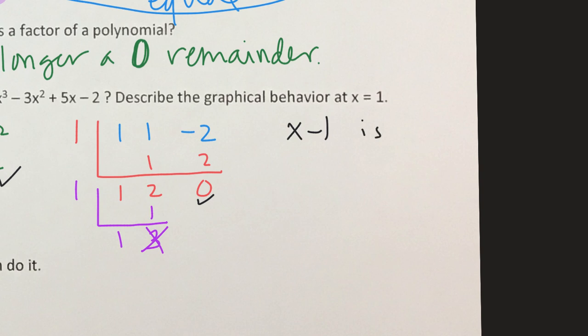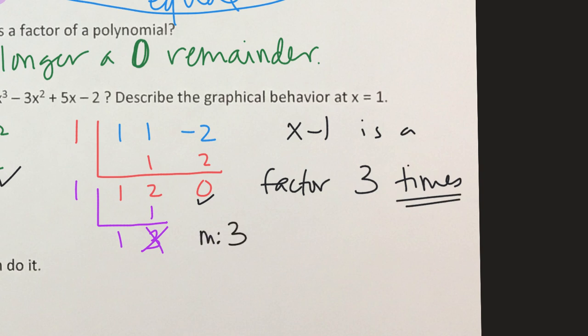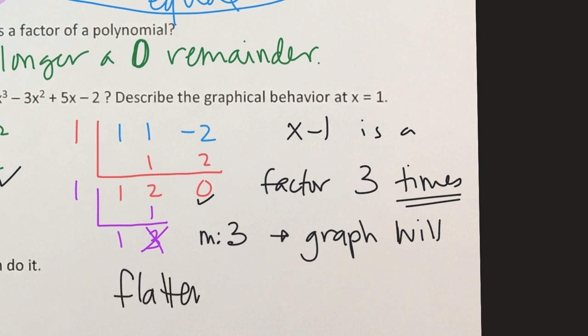x minus 1 is a factor 3 times, which means it has a multiplicity of 3. And the graph will do what at the x-axis if it has a multiplicity of 3? Good, it flattens. The graph will flatten as it crosses the x-axis.